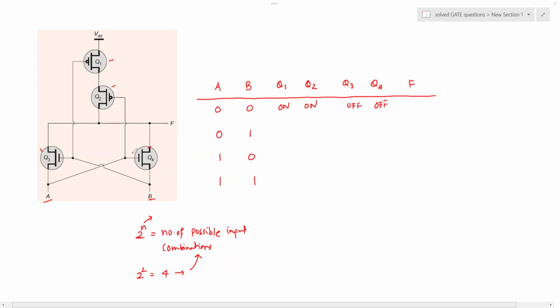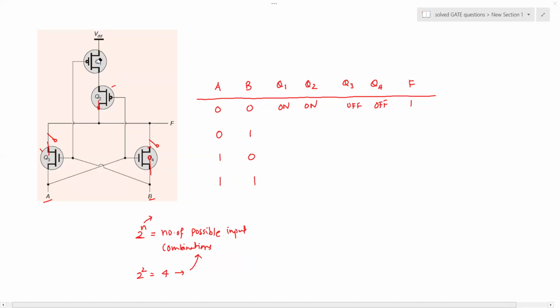But when Q3 and Q4 are off, they are like open switches, and Q1 and Q2 are like closed switches. So F gets connected to the VDD, that is logic high. So we will say that the output is connected to logic high, or logic 1. So we will write here that there comes the 1.